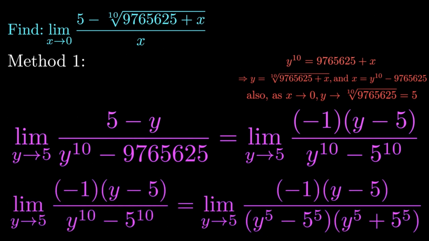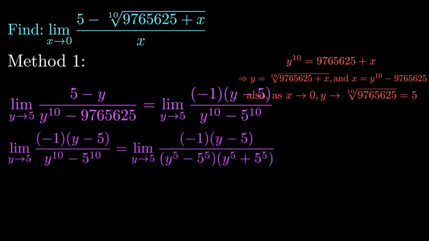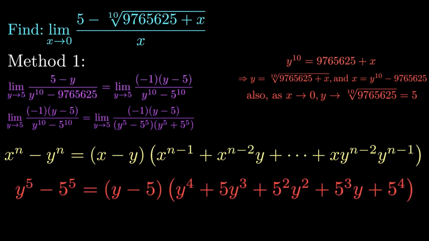Now we can actually go a step further and factor the denominator in the following way, so that we have the limit as y goes to 5 of minus 1 multiplied by y minus 5 divided by y to the 5th power minus 5 to the 5th power multiplied by y to the 5th power plus 5 to the 5th power. And now using the following identity, we can rewrite the first term in our denominator as y minus 5 multiplied by y to the 4th power plus 5y cubed plus 5 squared y squared plus 5 cubed y plus 5 to the 4th power.